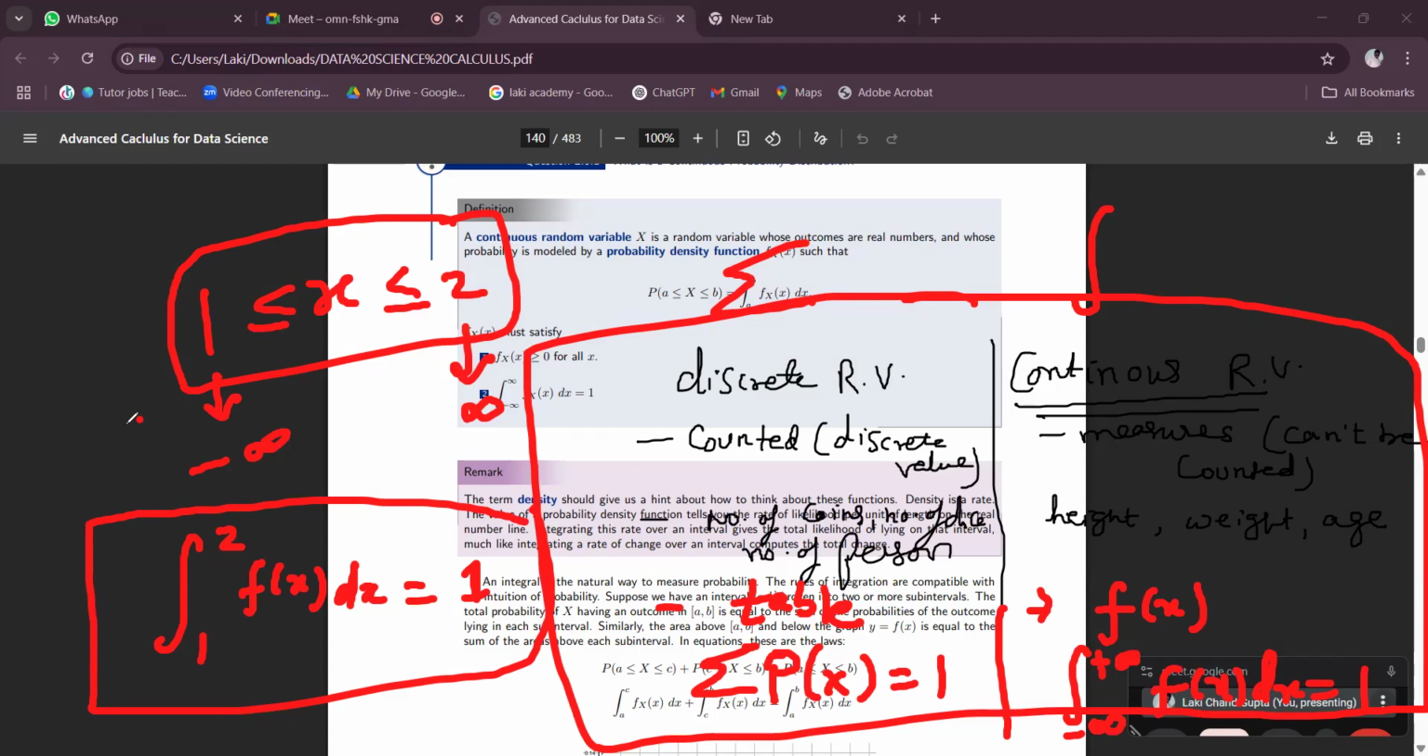Always remember, whenever a continuous random variable comes, the probability density function comes in the form of a function. And whenever a discrete random variable comes, its density function comes in the form of a table, because each random variable has its own discrete value.